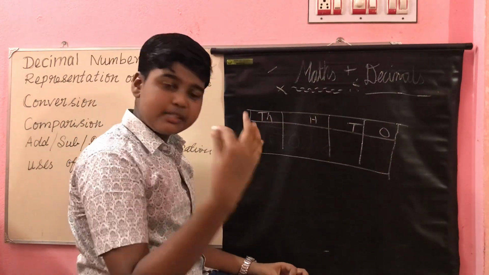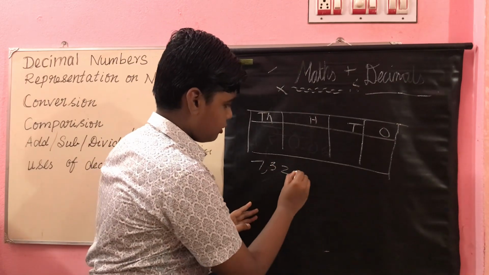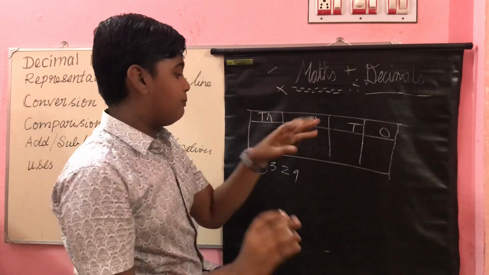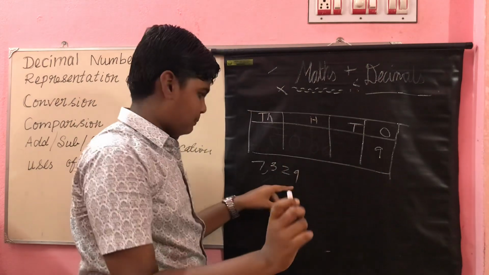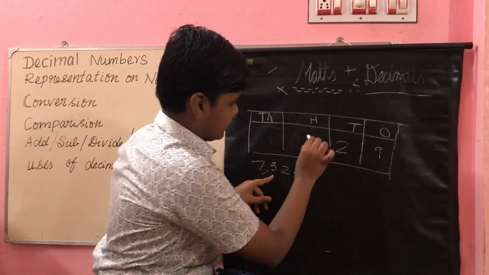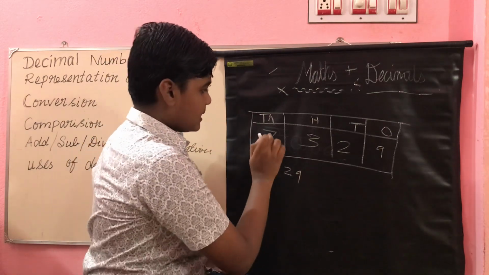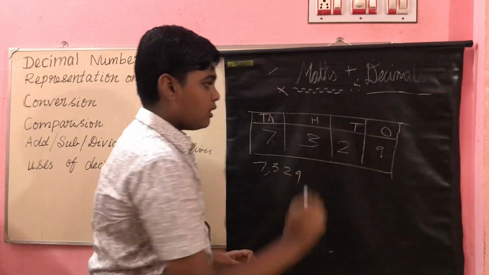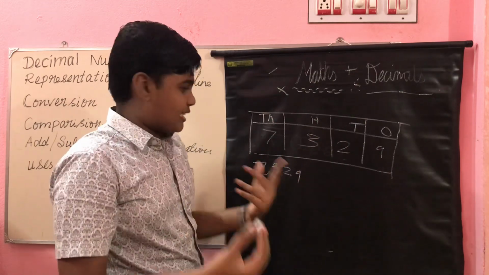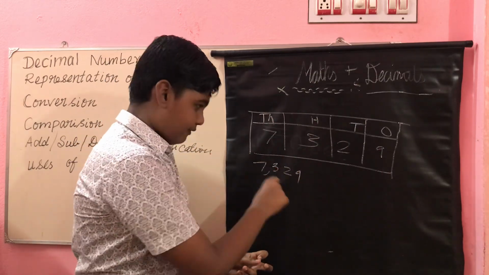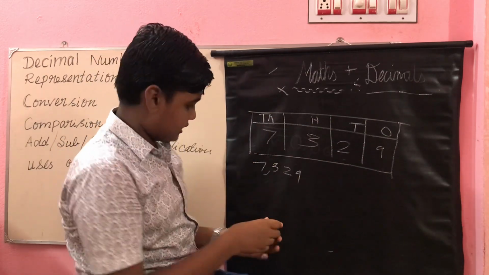So how can we express the number 7329? It's very simple. When we come from the right, the 9 is in the ones or units place, 2 is in the tens place, 3 is in the hundreds place, and 7 is in the thousands place. So it is read as 7329. Now, what do you mean by expanded form? You will think 7 plus 3 plus 2 plus 9. No, I'll tell you what the expanded form is.